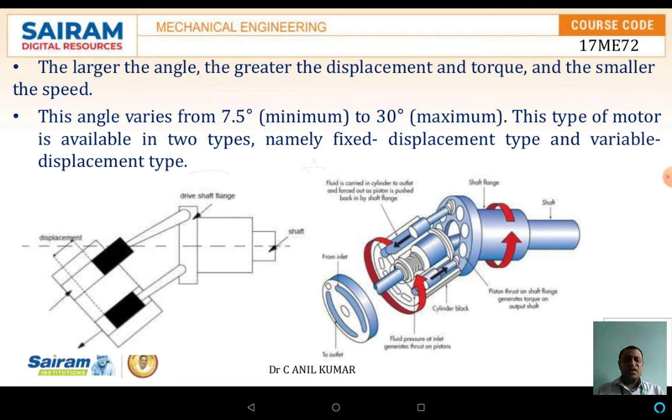These types of motors are available in two types: either a fixed displacement type or a variable displacement type. A schematic diagram shows the bent type piston motor. The left side is a cylinder. The cylinder is in turn connected with the piston. The piston is in turn connected through a rod and a ball and socket joint. The ball and socket joint is connected to the shaft. As the piston starts reciprocating inside the cylinder, the shaft starts rotating. This rotary motion transfers the power.